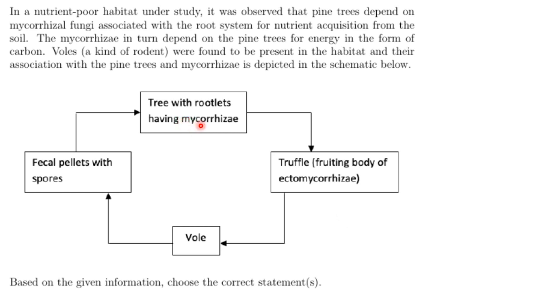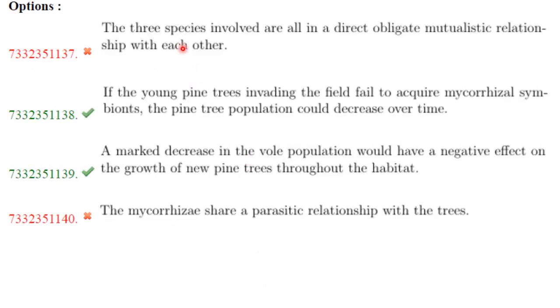So, tree with rootlets having mycorrhizae, the fruiting body, that is ectomycorrhizae, which is called the truffle, is consumed by the vole, and the fecal pellets with spores are disseminated, which again infects the root of the pine trees. So, based on this given information, choose the correct statements. The three species involved are all in direct, obligate, mutualistic relationship with each other. Mycorrhizae show mutualistic association. Okay, so first option is not correct.